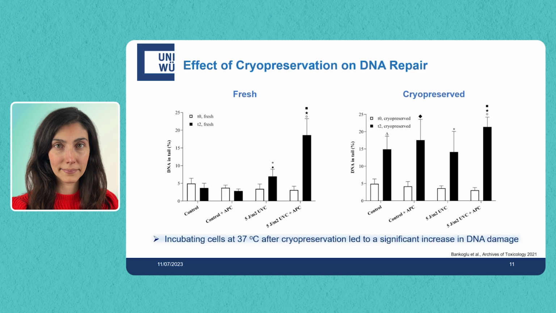But when we leave them at 37 degrees for 2 hours, we have an increase in background damage already in control. That means the background damage is increasing, and we cannot observe any repair activity because it's masking any activity. So we basically have elevated DNA damage due to the freezing, thawing, and culturing at 37 degrees within 2 hours, which looks like this kind of repair assay might not be possible to conduct with these cells.